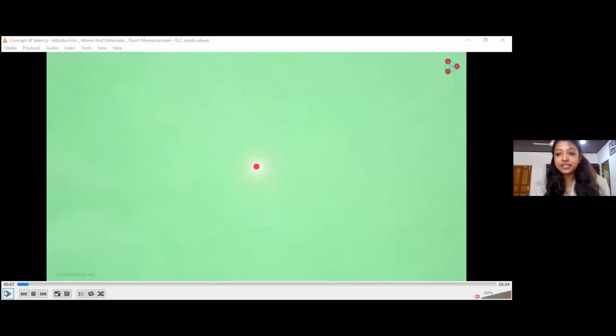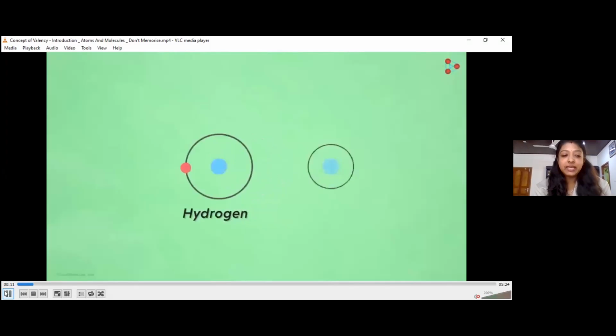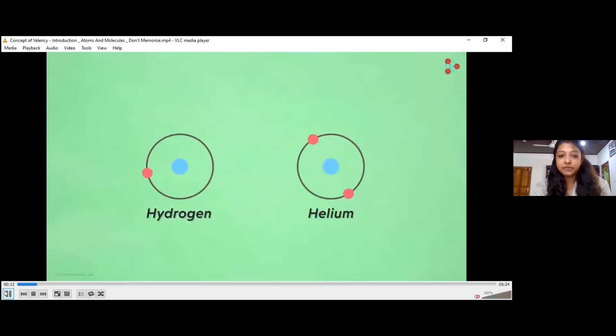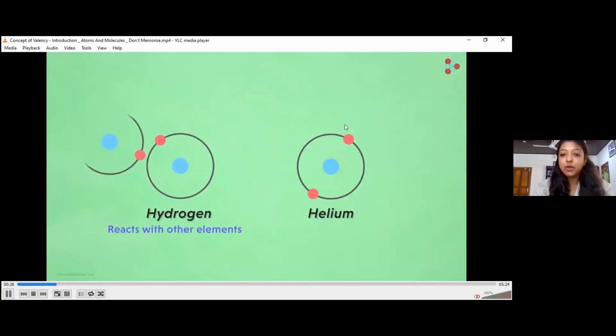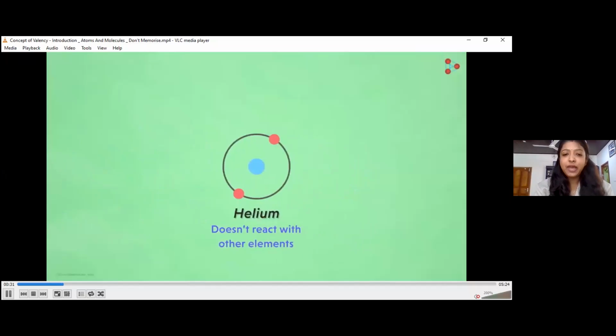So we'll be dealing with a topic in chemistry. Let's see what it is. On the screen, you can see a hydrogen atom and a helium atom. Other than the electronic configuration and structure, can you think of a difference between these two? Yes, there is a difference. We know that hydrogen can react with several other elements, while helium does not react with other elements. Have you ever thought why helium does not react while hydrogen reacts? So let's see what it is.